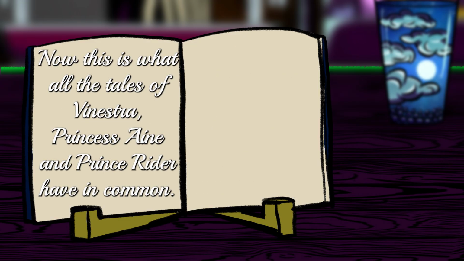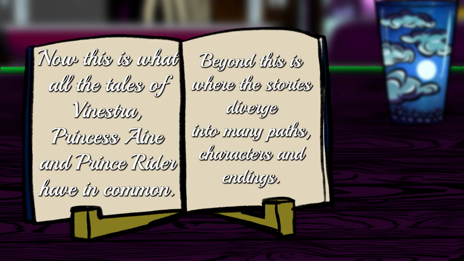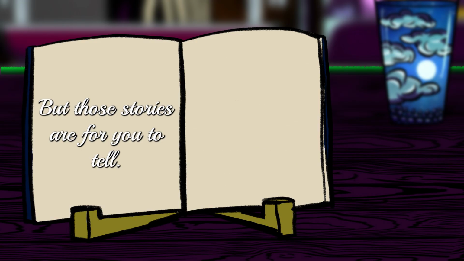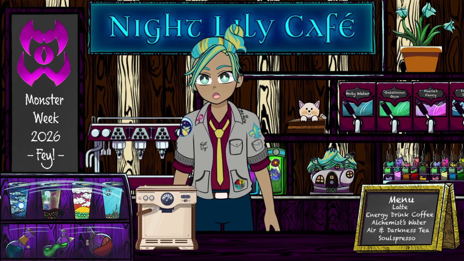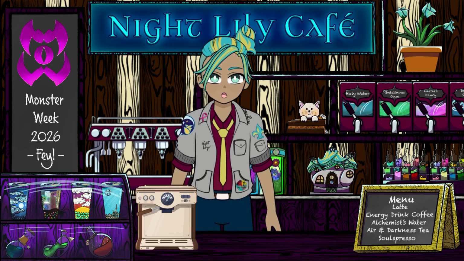Now this is what all the tales of Venestra, Princess Ayn, and Prince Ryder have in common. Beyond this is where the stories diverge into many paths, characters, and endings. But those stories are for you to tell. Now, all of that was the setting of this adventure, and here is where your players come into the story.